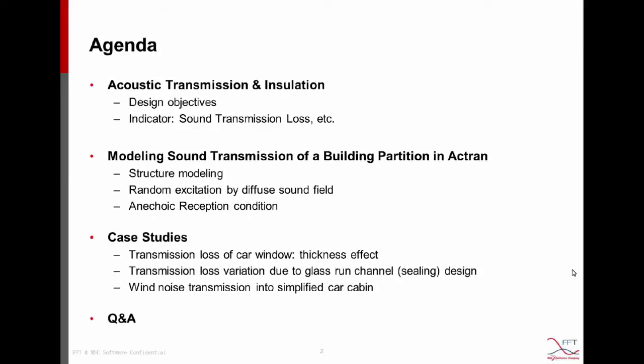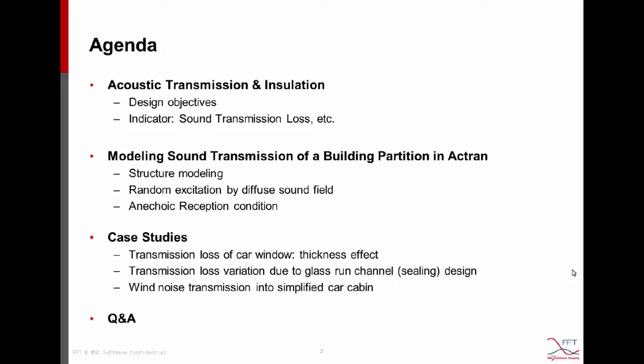So let's get to the agenda of today. This webinar will include first an introduction to the topic of acoustic transmission and insulation. And then we will see design objectives that vary depending on the types of products. For some products, we would like to increase the transmission while reducing the insulation, while for many other products, we would like to reduce transmission and increase the insulation. And we will review an indicator for describing acoustic transmission, which is called the sound transmission loss.